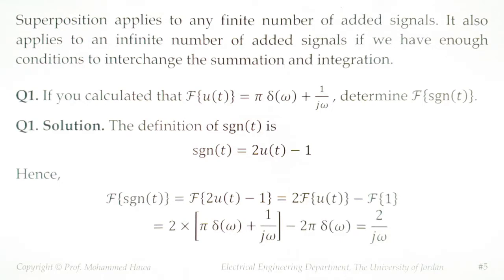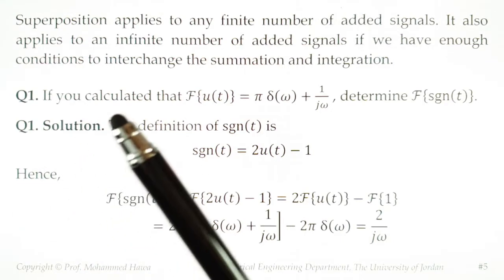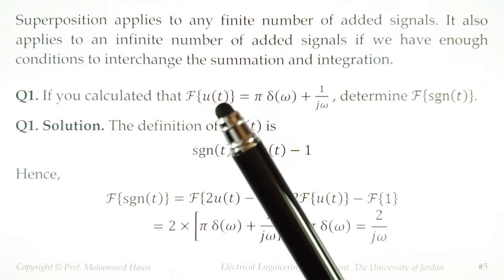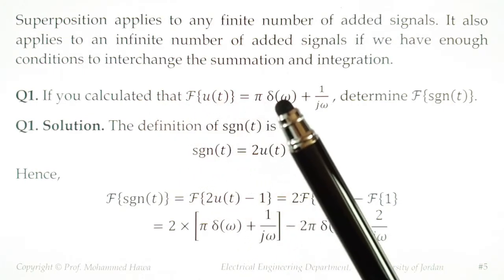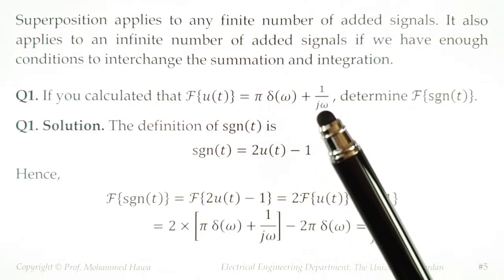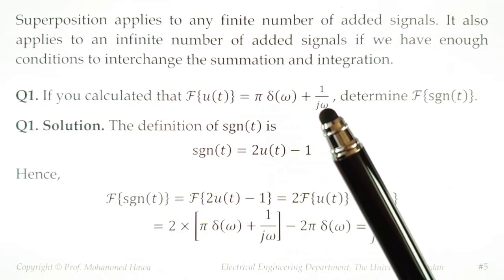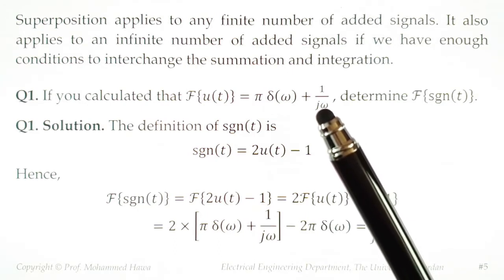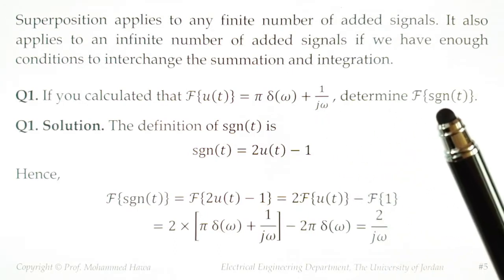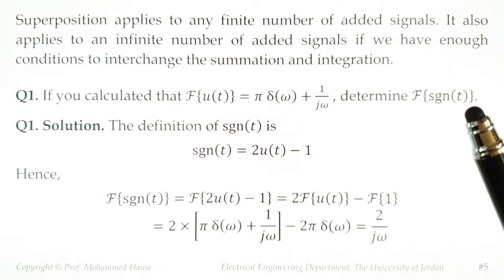Our first example says, if you calculated that the Fourier transform of the unit step function is pi delta of omega, that's an impulse, plus 1 over j omega, and you know this fact. Maybe you calculated the Fourier transform and you came up with this answer. Now determine the Fourier transform of the signum function or the sign function.